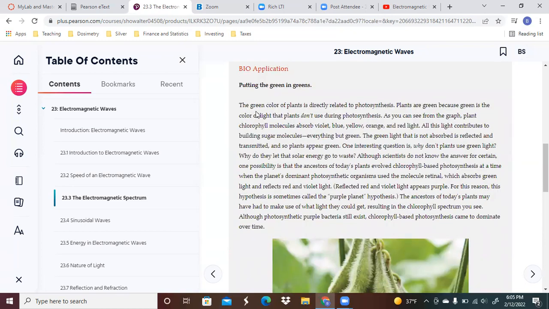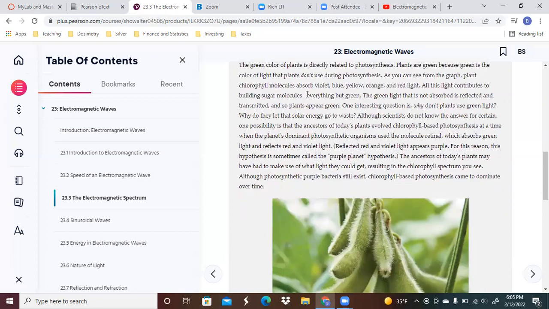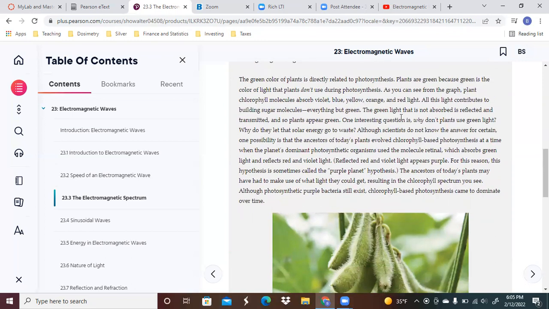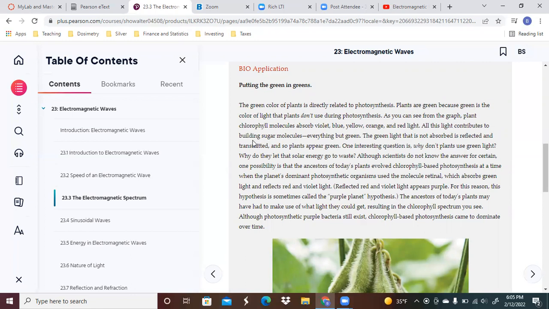So again, here's another application: the green color of plants is obviously directly related to photosynthesis. Plants are green because green is the color of light that plants don't use during photosynthesis. As you can see from the graph, the plant chlorophyll molecules absorb violet, blue, yellow, orange, and red light. All of this light contributes to building sugar molecules, everything but green. The green light that is not absorbed is reflected and transmitted, so plants appear green.